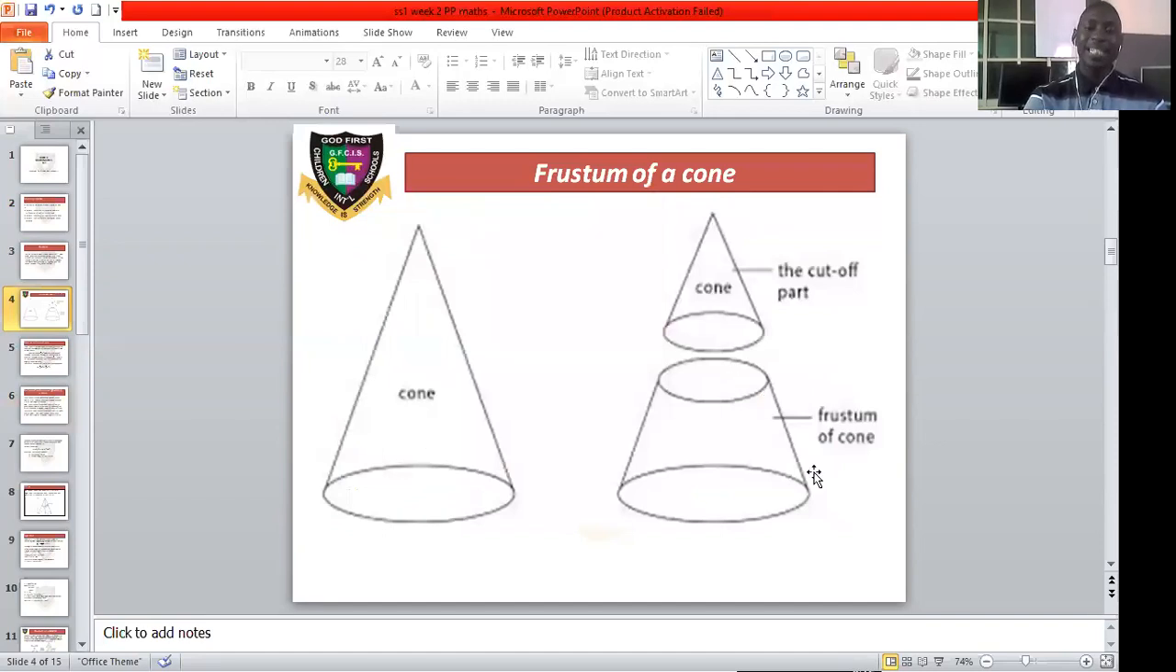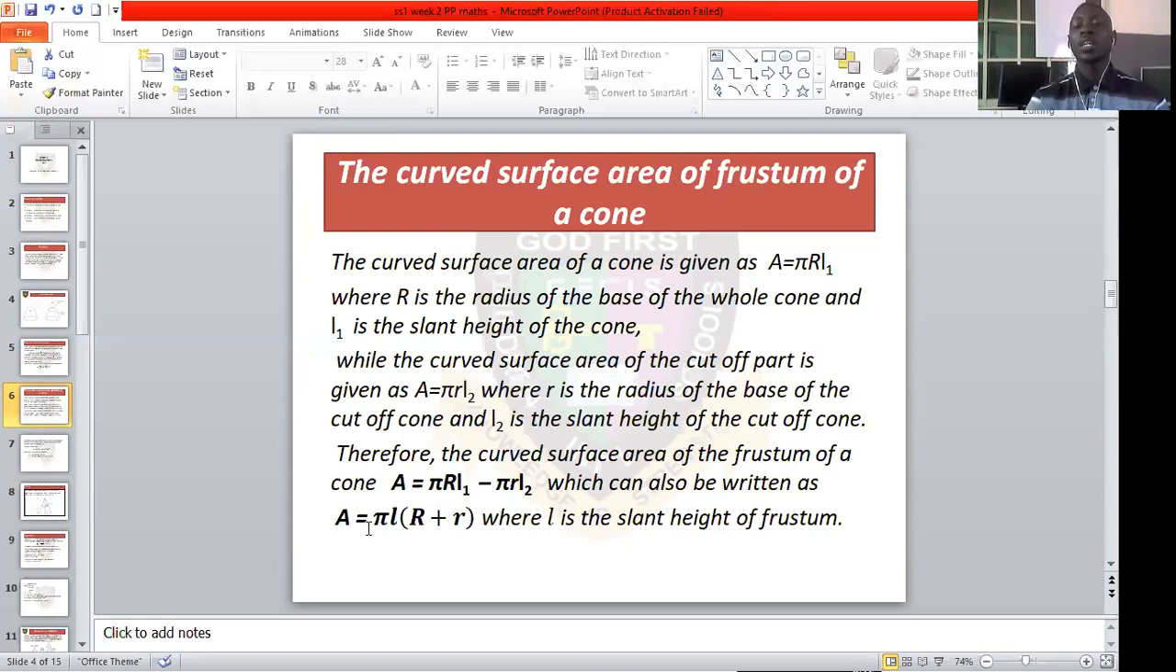So in the case of a question, you might be given the radius of the base and the radius of the top, and you are given the slant height. You don't need to go to the rigor of solving through the curved surface area of the whole cone. No, you just apply the formula A equals pi L, where L is the slant height of the frustum of the cone, and capital letter R is the radius of the larger cone, and small letter r is the radius of the smaller cone cut off. I believe we are moving forward together.